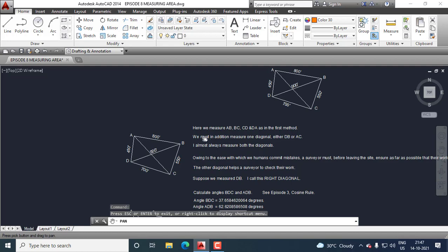Now, we measure AB, BC, CD and DA as in the first method. In addition, we measure the diagonals also, DB and AC. I always measure both the diagonals. We can measure DB or AC, but I always measure DB and AC for checking the accuracy of the survey and accuracy of the calculations.